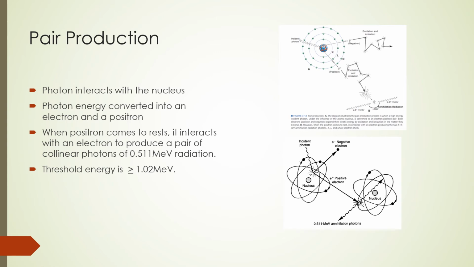The last interaction we shall look at is pair production. In pair production, the photon interacts with the nucleus, where the photon energy is converted into an electron and a positron pair. Both electron and positron lose their energy by excitation and ionization and come to rest after a short distance. When the positron comes to rest, it interacts with an electron in an annihilation reaction to produce a pair of collinear photons of 0.511 MeV radiation. This is a threshold process that will not occur if the photon energy is below 1.02 MeV.